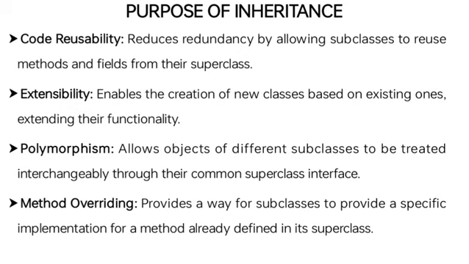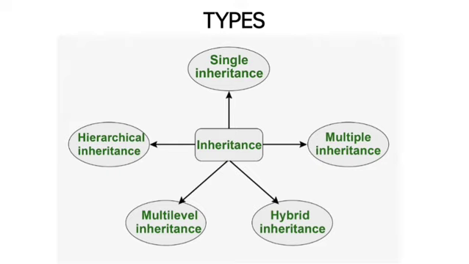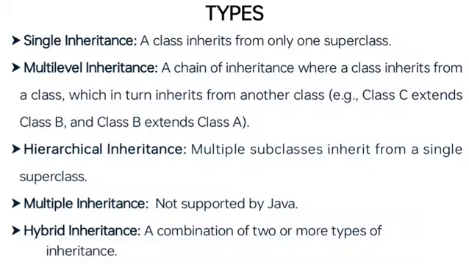Why do we use inheritance? The code is reused again and again, and for extensibility, a new class is derived from the old class, just adding some additional functionality. It also supports polymorphism and method overriding. This is the purpose of inheritance. There are 5 types of inheritance: single inheritance, multiple inheritance, hybrid inheritance, multi-level inheritance, and hierarchical inheritance. Multiple inheritance is not directly supported by Java, but indirectly it is supported using interfaces.